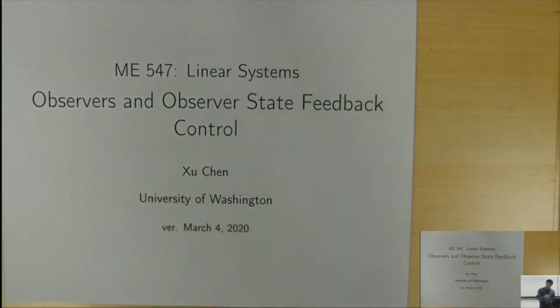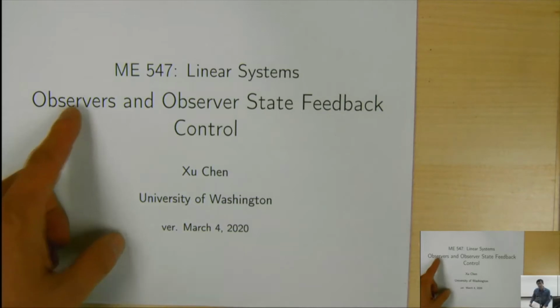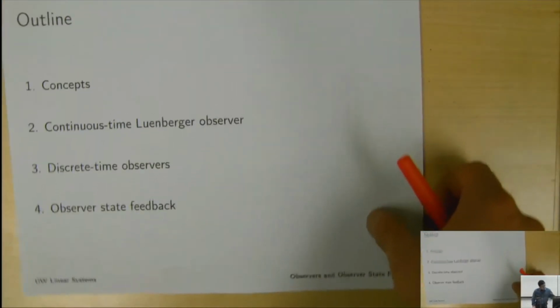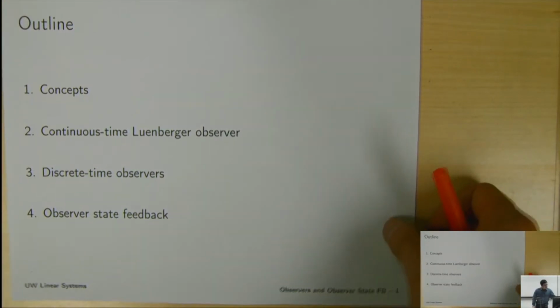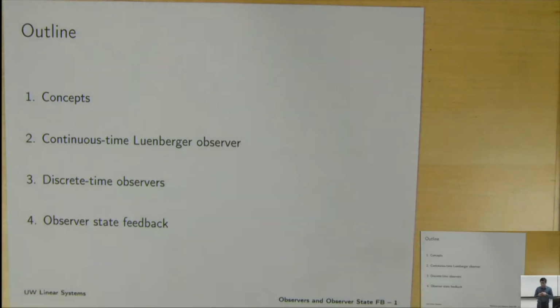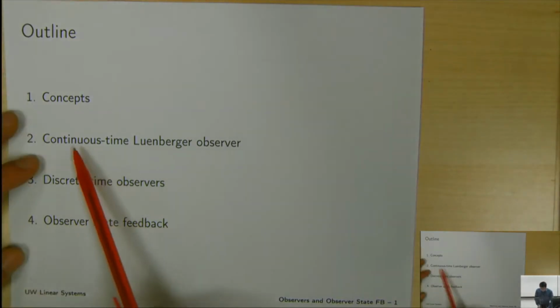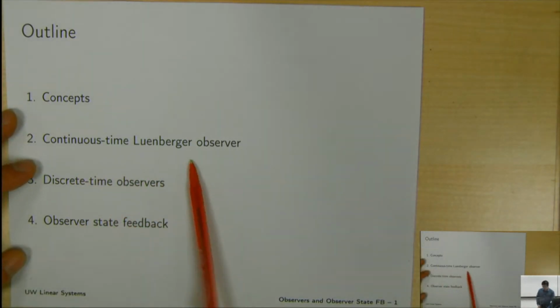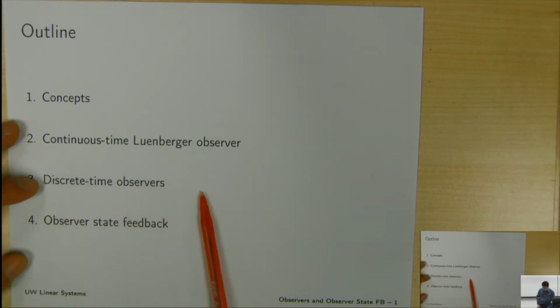Let's see how the state can be estimated. That is the concept of observers. I will talk about, for this part, the concept of observers, and then talk about the continuous time design as well as the discrete time design.